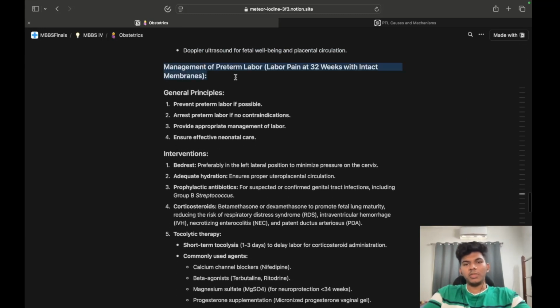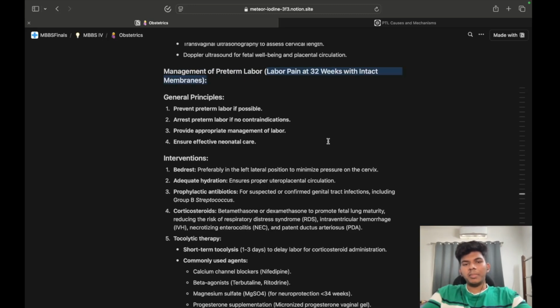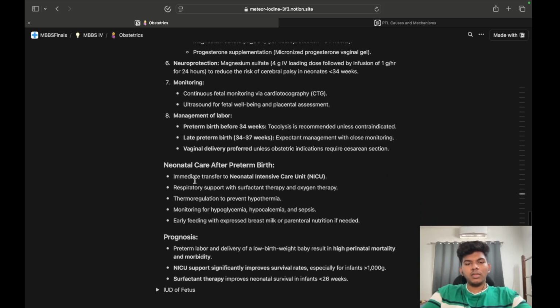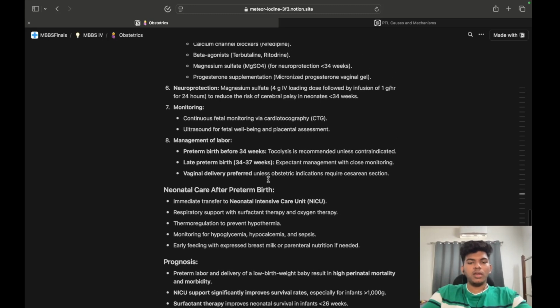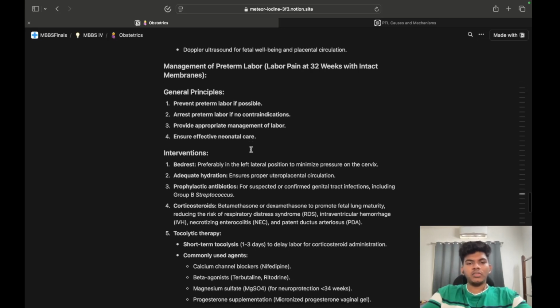Finally, coming to the management of preterm labor, labor at less than 32 weeks with intact membranes. So there are general principles, interventions, and finally we are going to take a look at how we are taking care of the newborn after the preterm birth. So first one, prevent preterm labor if possible. Why? Lung maturity is a problem. Next, coming to arrest preterm labor if no contraindication. So try to stop it. Provide appropriate management of labor and ensure effective neonatal care.